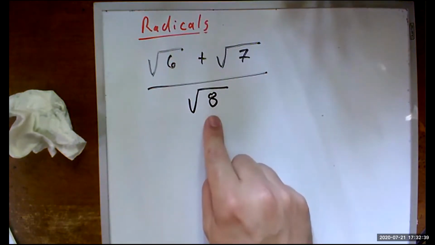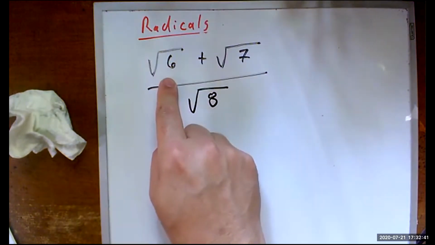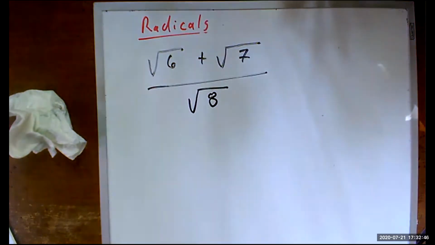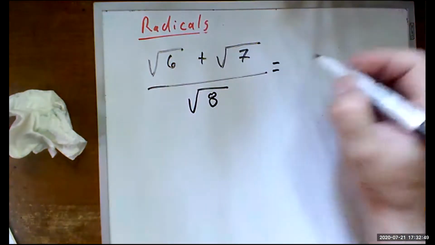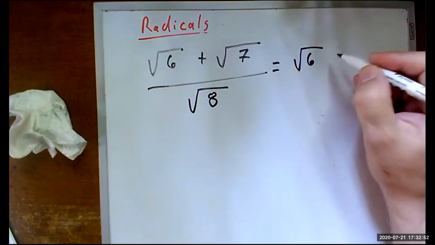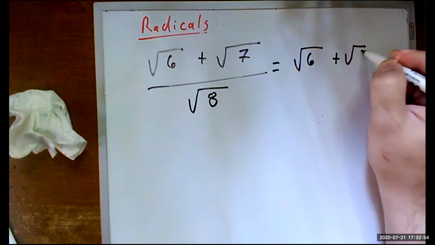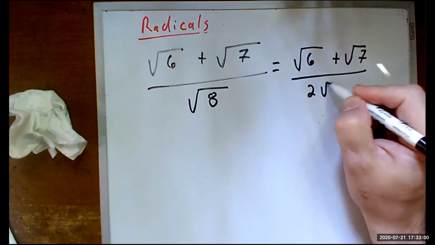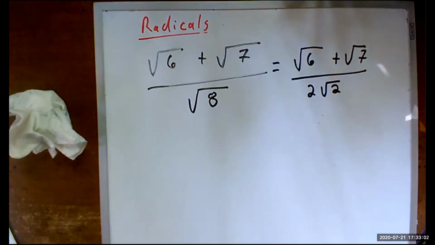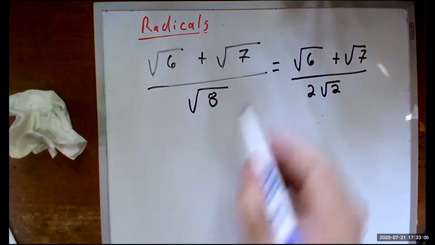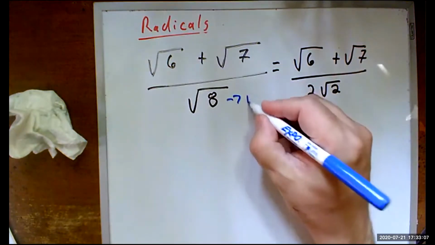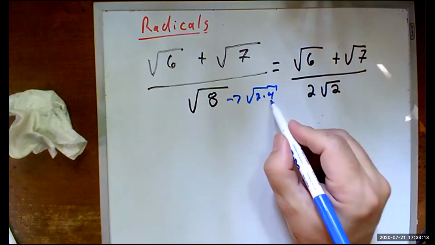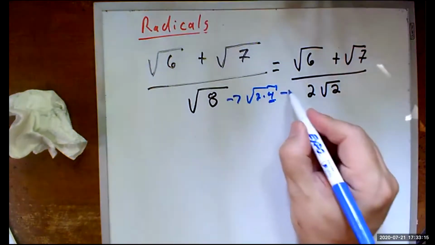First thing I can do is simplify the denominator. Square root of 6 is as simple as it gets. There are no squares hidden in 6. There are no squares hidden in 7. But there is a square hidden in 8. It's 4. So this becomes the square root of 6 plus the square root of 7 all over 2 root 2. For those of you wondering what happened there, this became the square root of 2 times 4, and then the 4 was a square, so it came out over there.